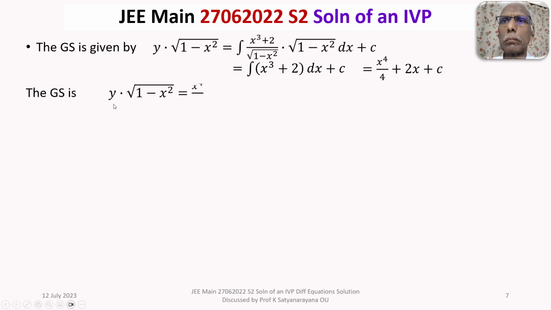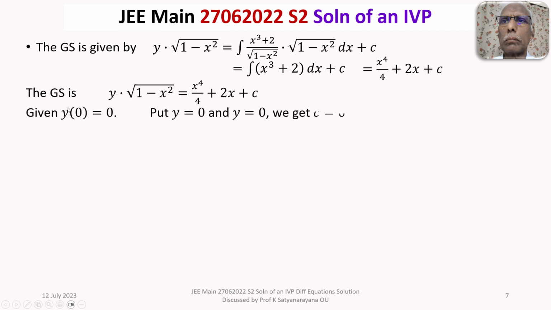So therefore the general solution is given by y into under the square root of 1 minus x square is equal to x to the power of 4 by 4 plus 2x plus c. To evaluate c, we are given the initial condition: y at 0 is equal to 0. That means y is 0 when x is 0. Put y is equal to 0 and x is equal to 0 in the above, then we'll get c is equal to 0.